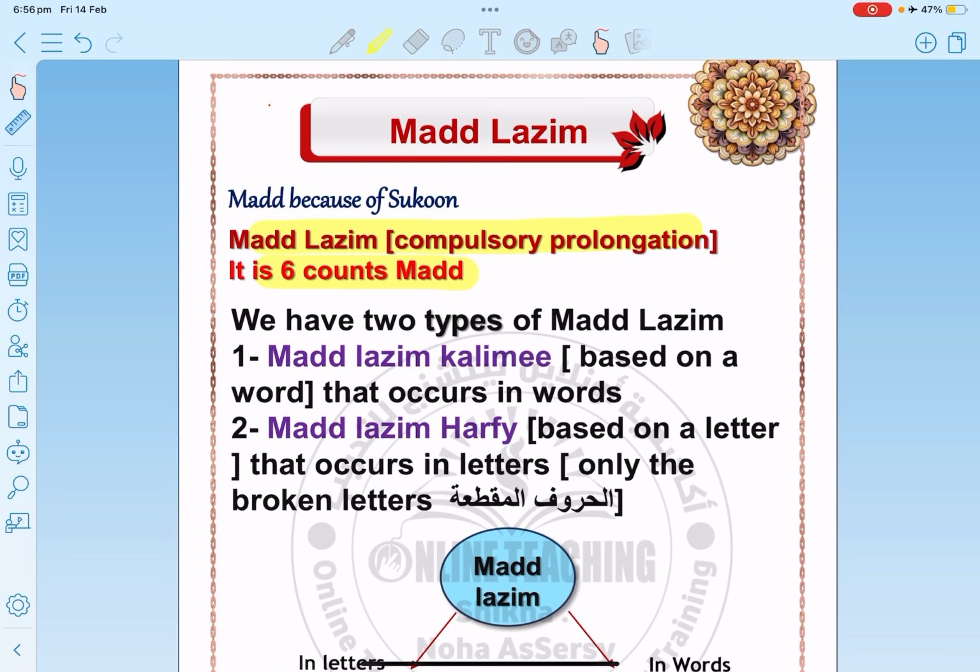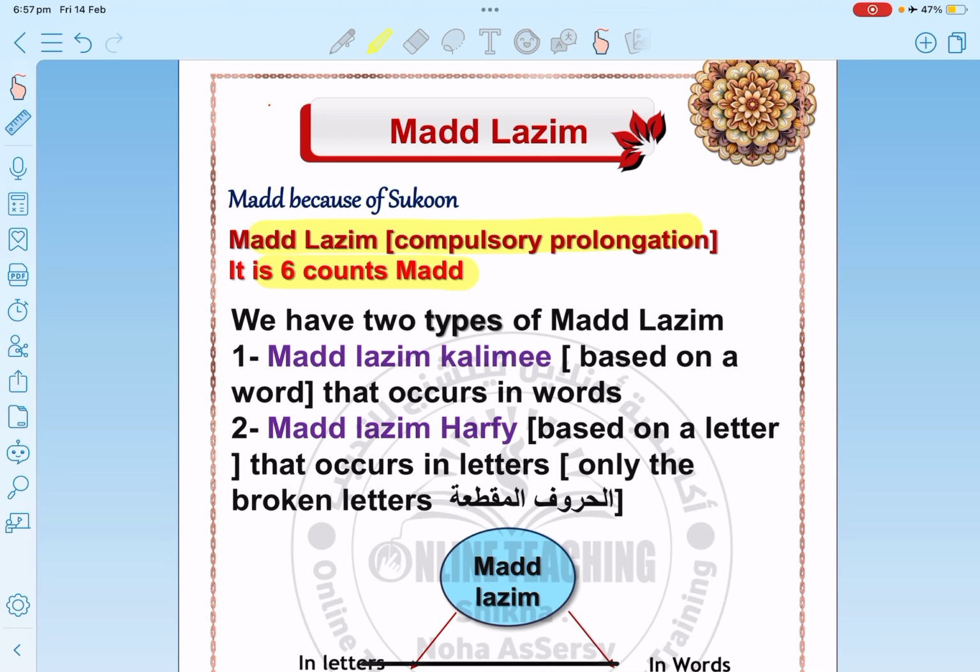Well, mad lazim, from its name, is any mad that is followed by sukoon, but not just any sukoon. The sukoon must be permanent, أصلي, not temporary, not عارض, as we mentioned before in مد العارض للسكون and مد اللين. So this mad is any mad that is followed by a permanent sukun. Okay, let's move to the next point.